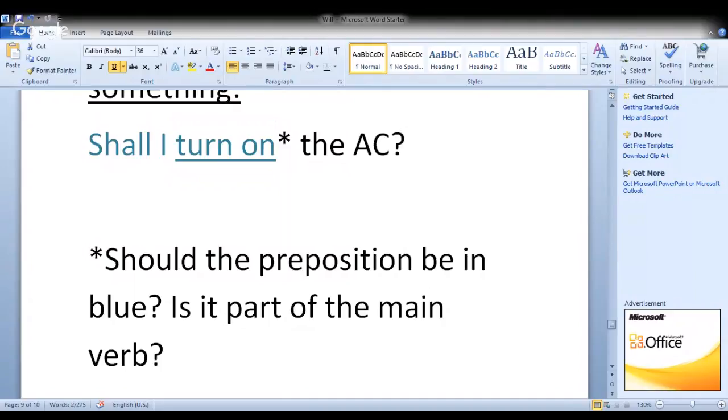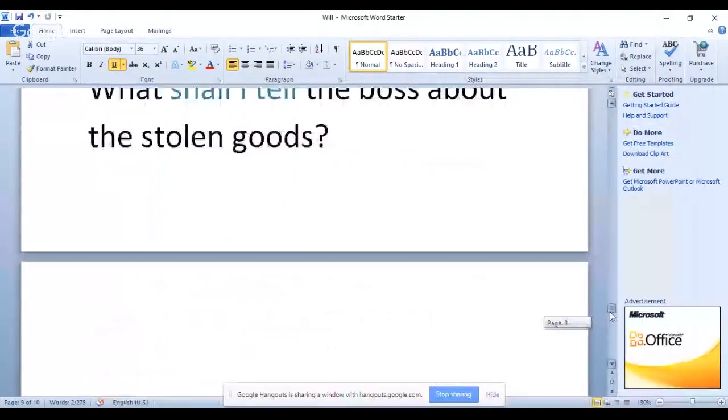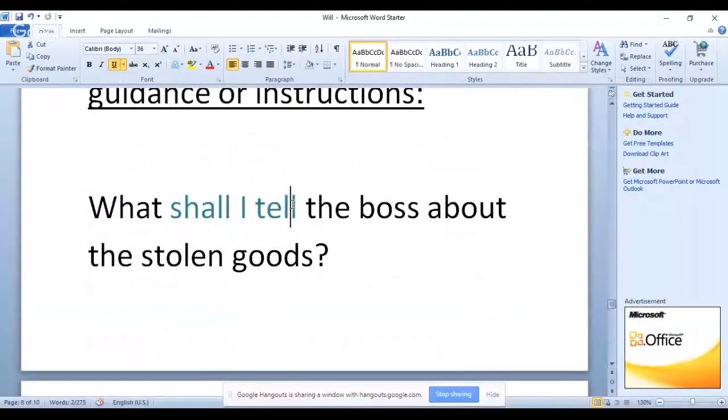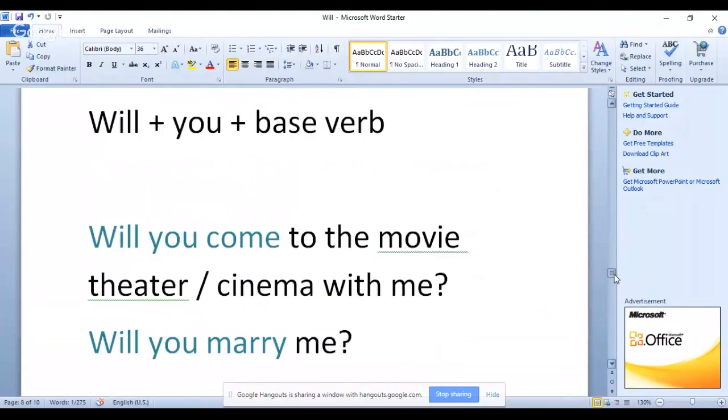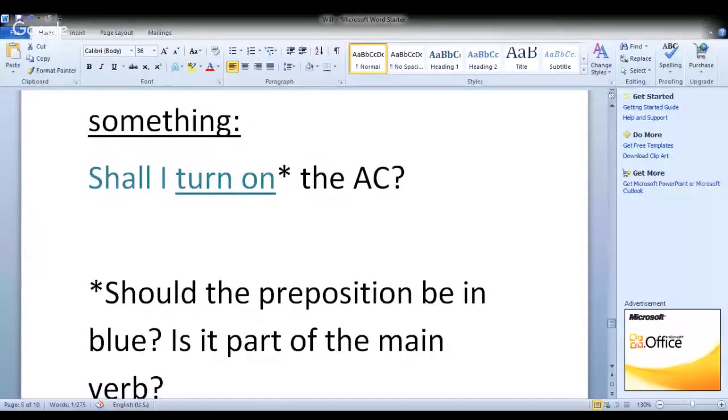If I say, shall I turn the AC? I'm missing something. Turn on the AC or turn the AC on. So my question is, in this presentation I've been doing it like this: Shall I tell? Will you come? Will you marry? These are all the main verbs. So here, with it being a phrasal verb, what's your opinion?